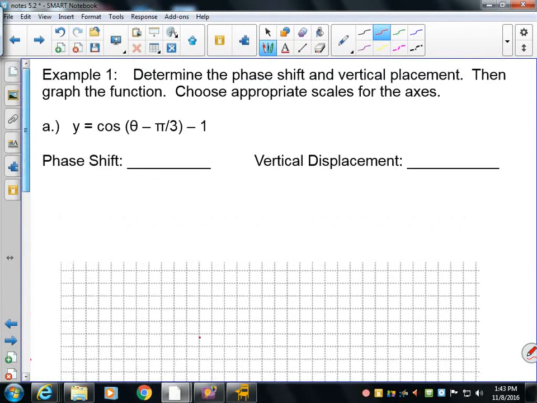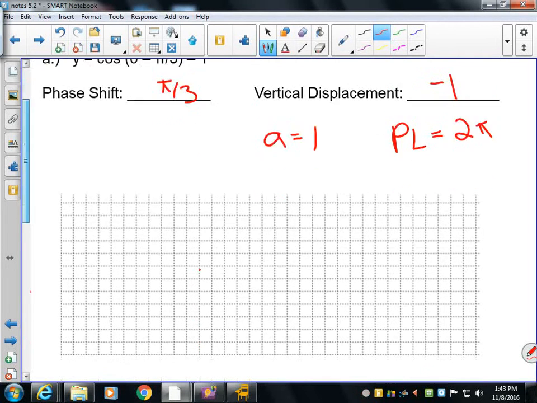I'm going to just try and run through it quickly, but efficiently so you understand what's going on. Okay? So phase shift is pi-thirds. Vertical displacement of -1. The amplitude is still 1, and my period length, because my b is 1, my period length is 2 pi.